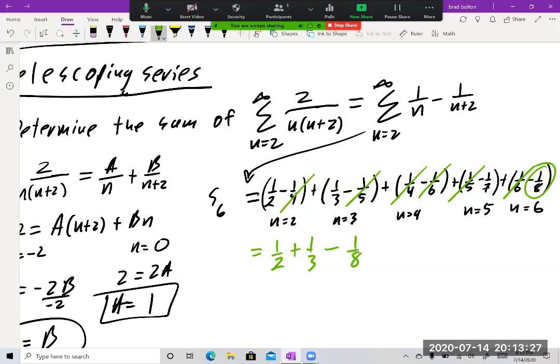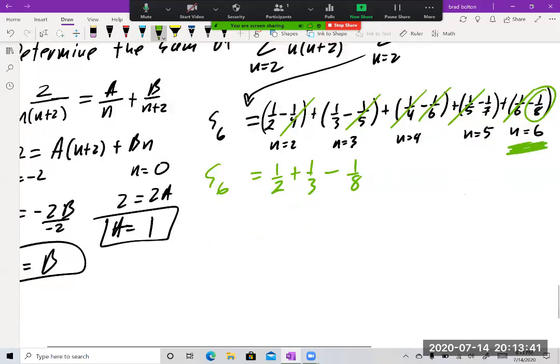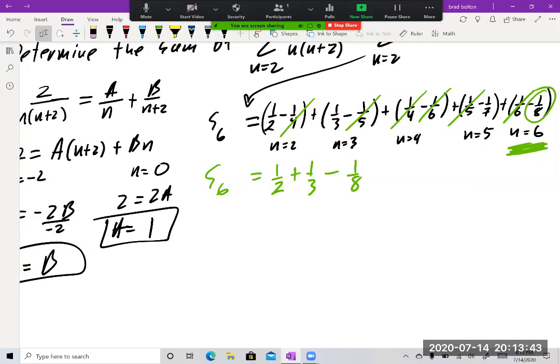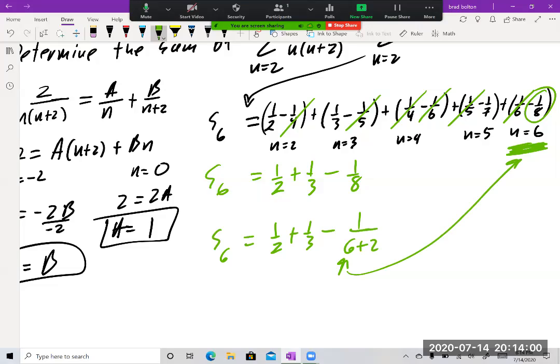Now, what is the relationship of 8 to the fact that we're on n equals 6? Well, it's 2 bigger. So this is S sub 6. I could rewrite this as S sub 6 is equal to 1/2 plus 1/3 minus 1/(6 plus 2), right? And this is the 6 from this guy right here. That's a way I could describe it.